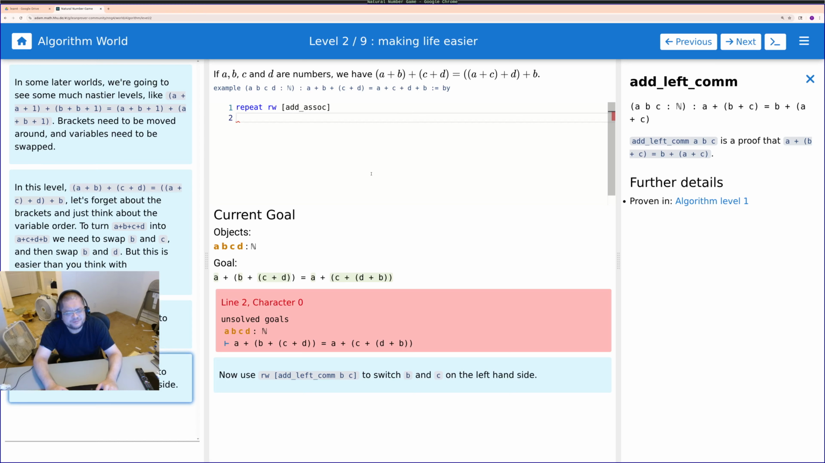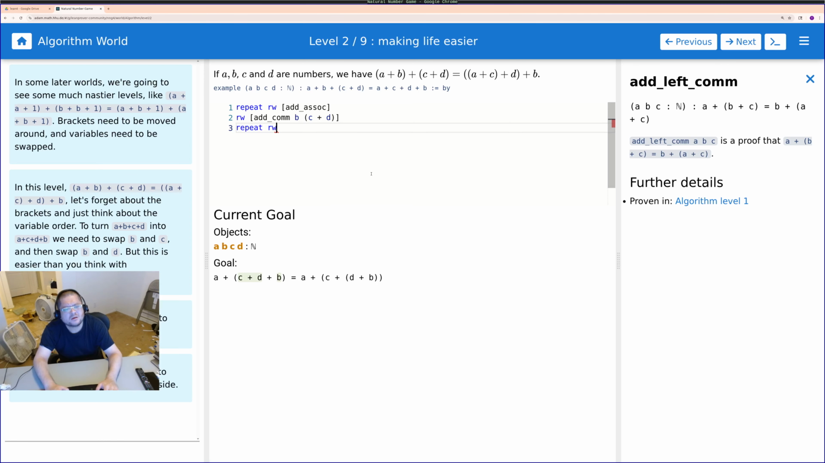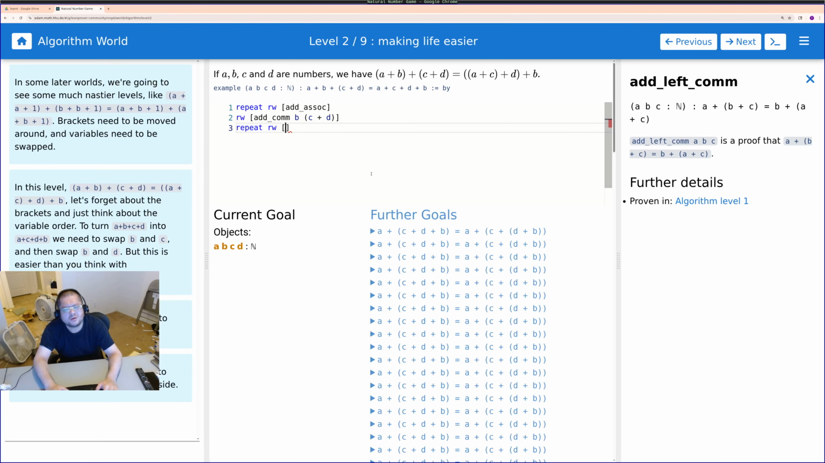What do we want to do? B, C, D, C, D, B. Alright, so I think we want to do a rewrite of add commutative B, C plus D. Okay. And I think at this point, well, this just lagged. Wait, I should not have typed that. Whatever I typed caused huge amounts of lag.